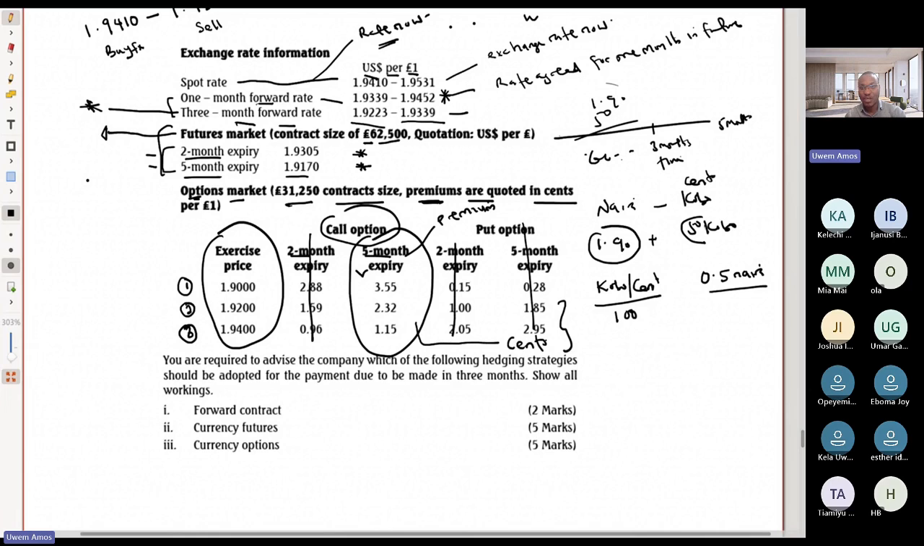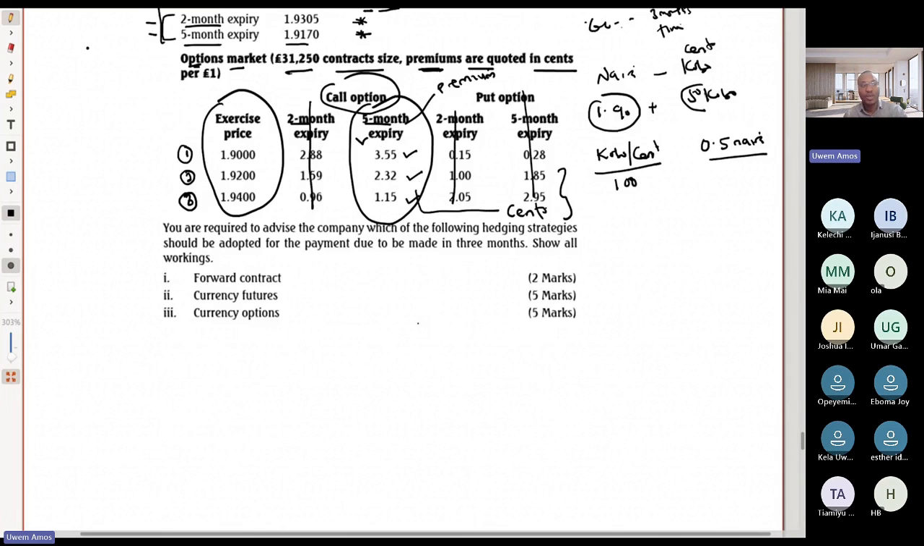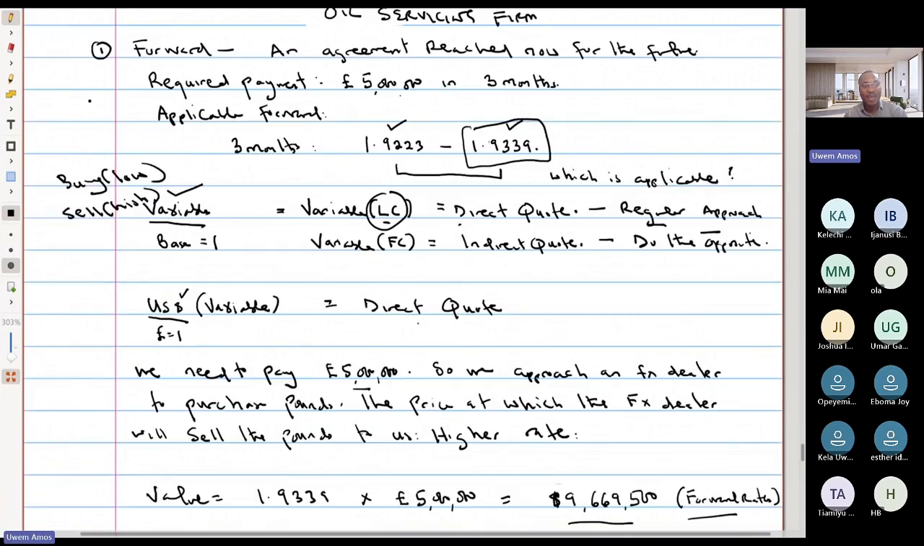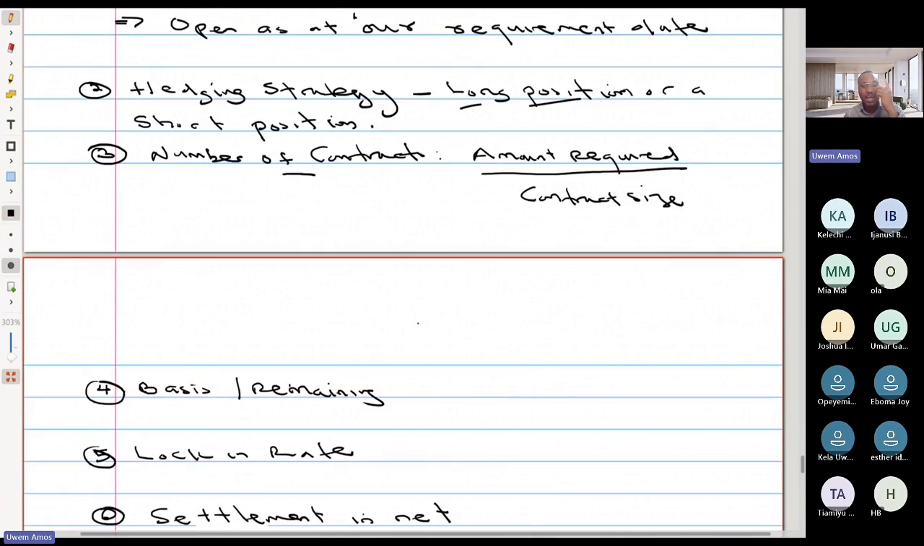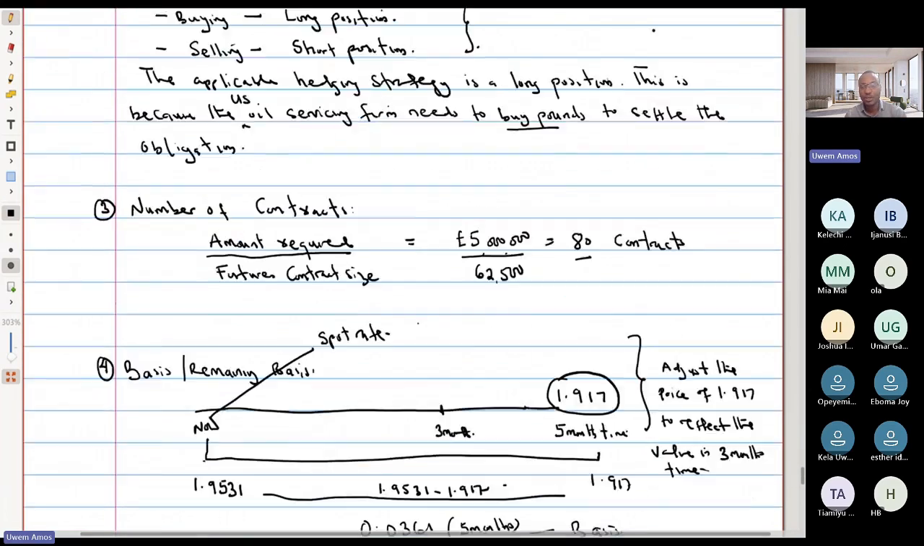So these are in cents. Let's convert them to the pound equivalent by dividing by 100. So that would be 3.55 divided by 100 because it's in cents, 2.32 divided by 100, and then 1.15 divided by 100. Hope that point is clear. If it's not clear, please feel free to raise your hand and ask me.